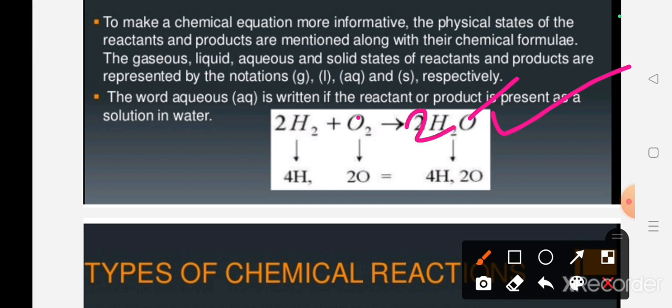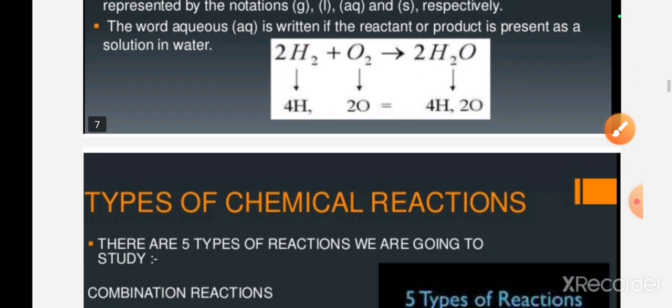If we take two here, it means hydrogen turns into four. That's why we have to take two here also. Okay, this is a simple way of balancing a chemical equation.